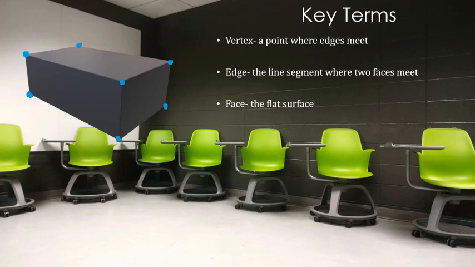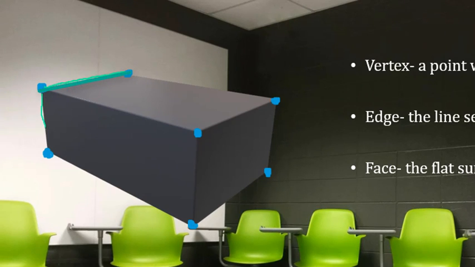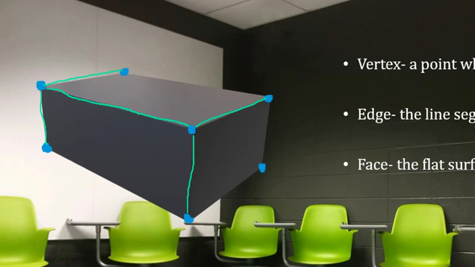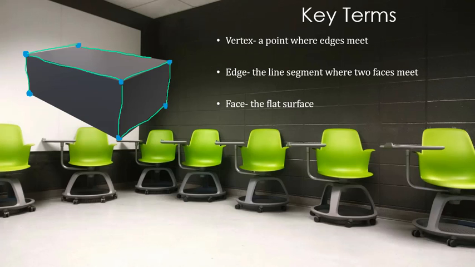And the next question you might be asking is, well, what is an edge? All right, well, this is an example of an edge. This is an example of an edge. This is an example of an edge. An edge is where two faces meet. So if two faces come together, they make an edge. And it's just a line segment, the line segment where two faces meet.